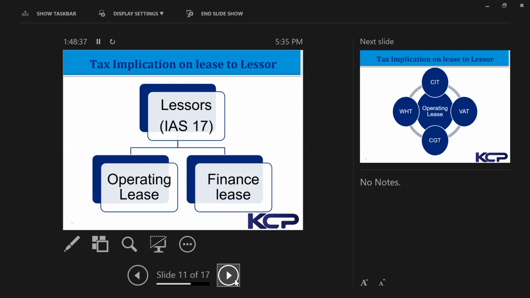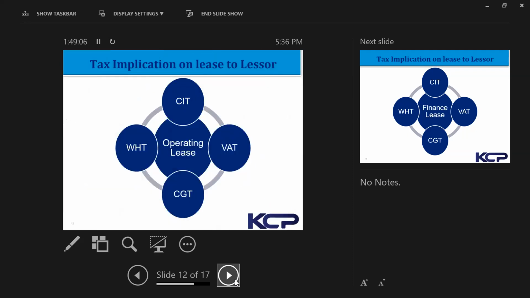Because the leased item gives rise to income to the lessor, it may definitely be liable to CIT. Do you understand? And it may definitely sometimes be liable to CGT when I, as the lessor, want to dispose the assets. So we look at that under operating lease, we look at that under finance lease. Do you understand? So I said all the operating lease that the lessor could do could give rise to VAT, could give rise to CGT, could give rise to withholding tax, and could give rise to CIT.